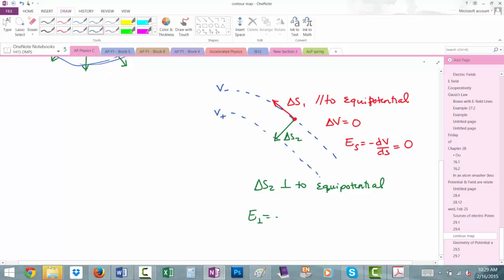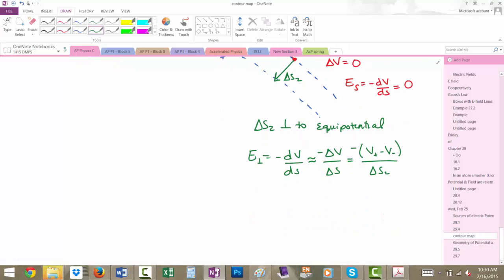E perpendicular is, well, it's negative dV ds, we know that, which is an approximation of delta V over delta S. Just undoing calculus here, right? So we're changing our potential as we go from here to here, divided by the distance that we're going to travel. That's like the opposite of our change, V plus minus V minus over delta S. In this case, delta S2.